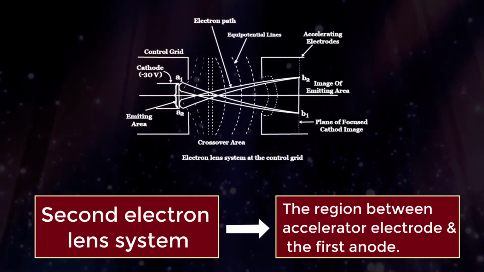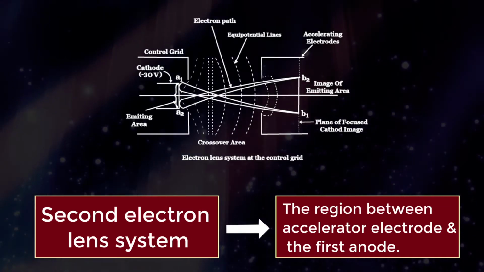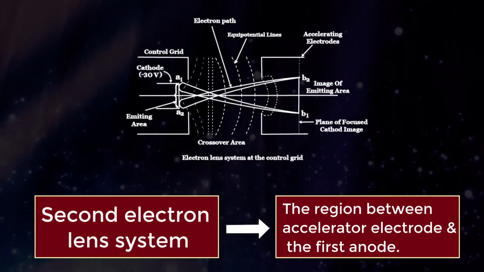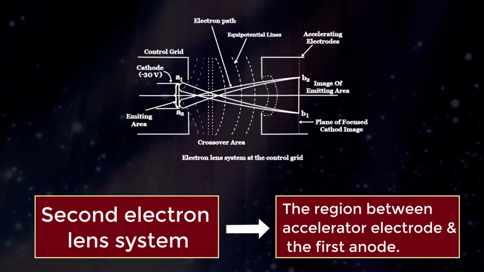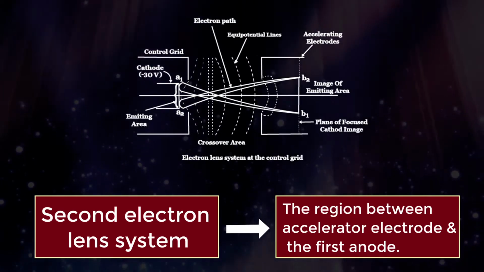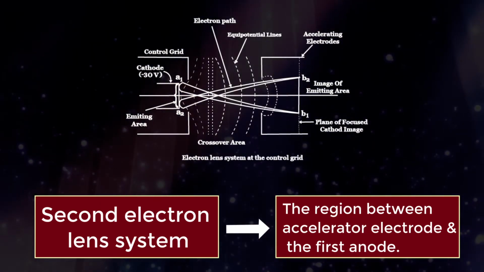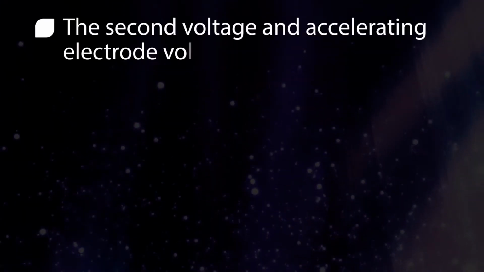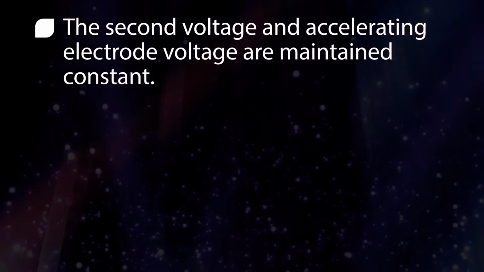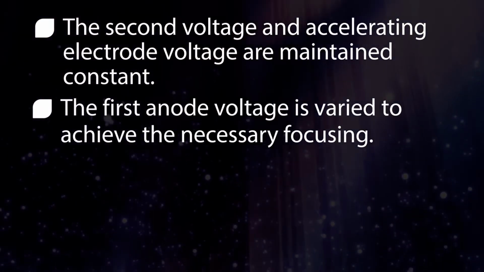The second electron lens system is formed in the region between accelerator electrode and the first anode. The electrons move perpendicular to these contours. The shape of the contours depends on the geometry of the electrode system. The electric field magnitude depends on the potentials applied to the electrodes. Usually, the second anode voltage and accelerating electrode voltage are maintained constant, while the first anode voltage is varied to achieve the necessary focusing.